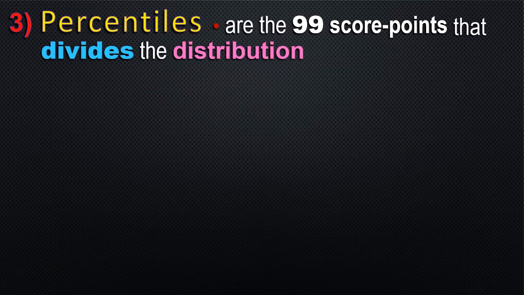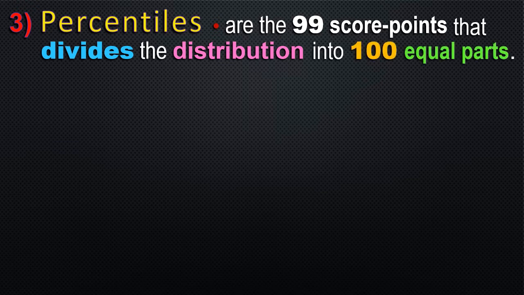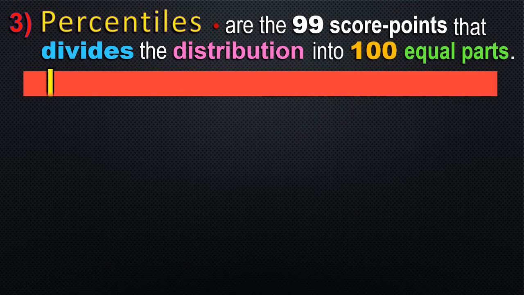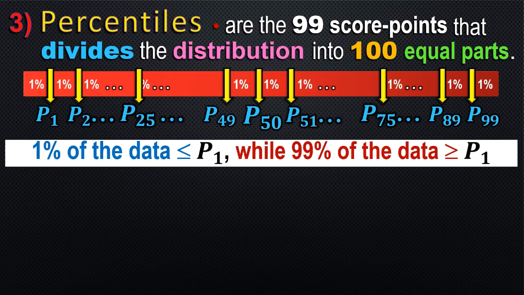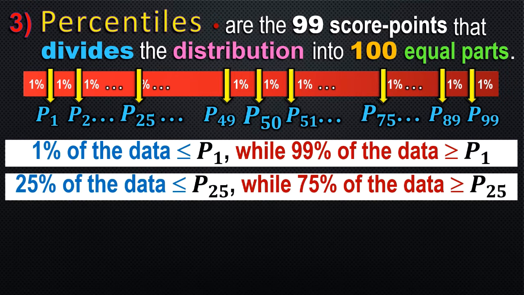Percentiles are the 99 score points that divide the distribution into 100 parts. 1% of the data is less than or equal to percentile 1, while 99% of the data is greater than or equal to percentile 1.